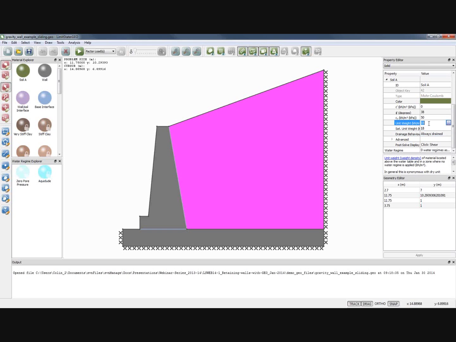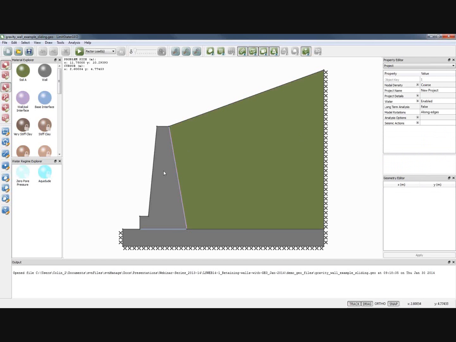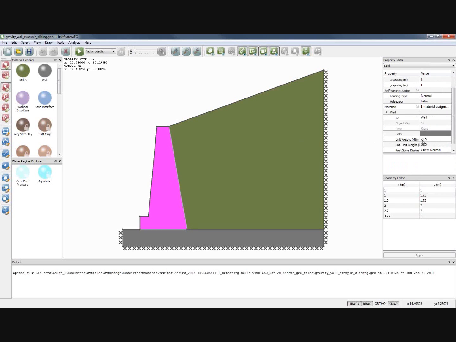And we have a weight of 18. That's 18 above the water table, and also in this case, for simplicity, we've put 18 below. So essentially we've got a frictional soil with an angle of friction of 38 degrees behind the wall. The wall itself, if I click on that, is made of a rigid material, so that essentially will not deform, but has a particular weight to it.